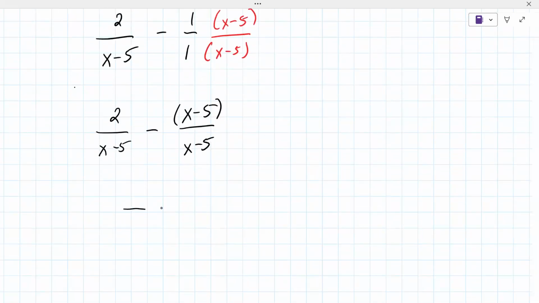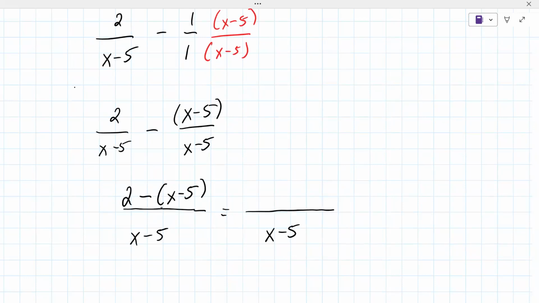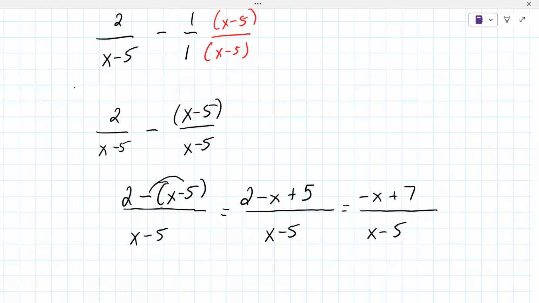So now because the bottoms are the same, you keep the bottoms and you get 2 minus parentheses x minus 5. And now you're distributing the negative into both. You're changing the signs of both: 2 minus x plus 5. And then you're combining any like terms, -x plus 7. Okay.